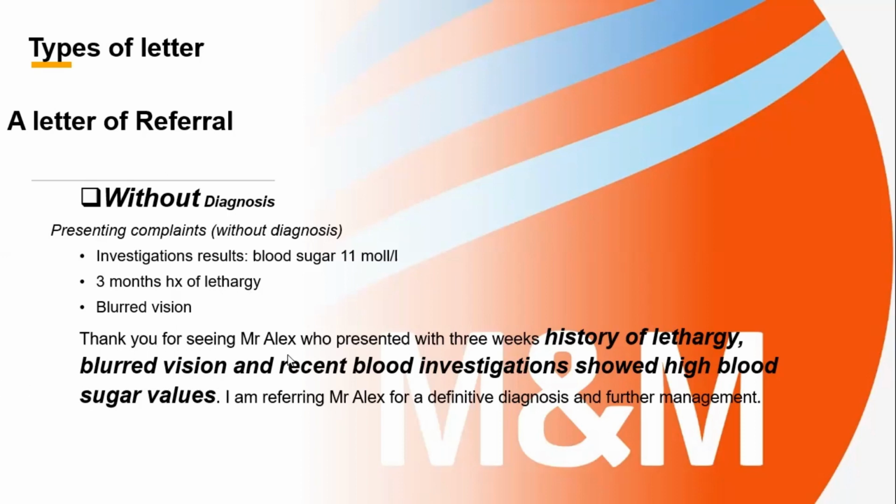So we can write: "Thank you for seeing Mr. Alex, who presented with a 3-week history of lethargy and blurred vision, and recent blood investigation showed high blood sugar levels." I cannot write down "signs and symptoms suggestive of diabetes," so we just write the symptoms as they are. Then: "I'm referring Mr. Alex for a definite diagnosis and further management." This is the way we can write it when we have just the symptoms, or maybe just the signs, symptoms, or investigations given, right? Is it clear to you?